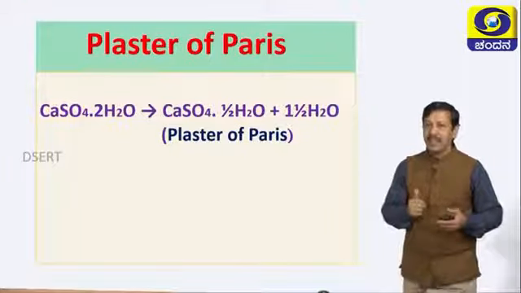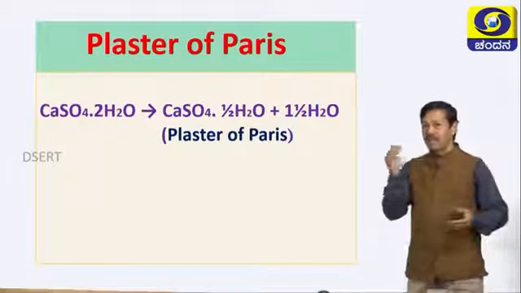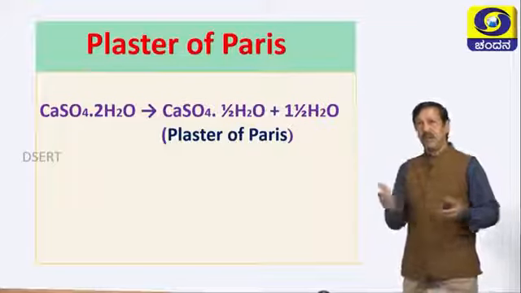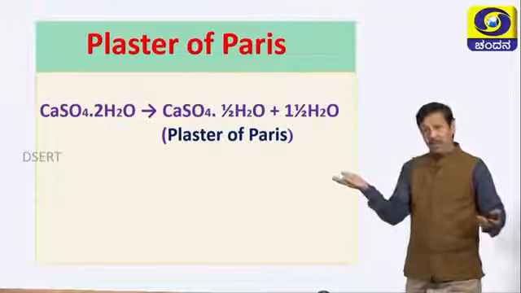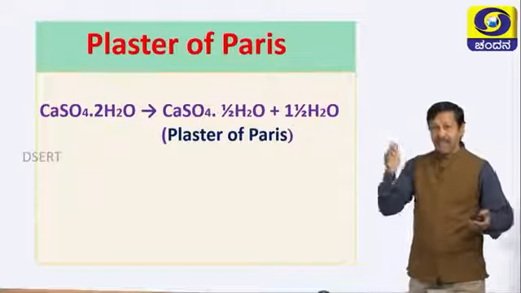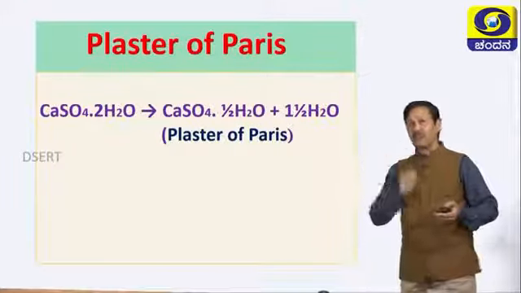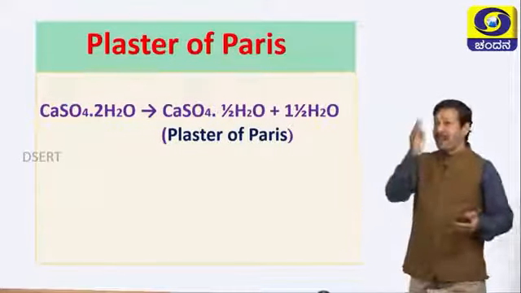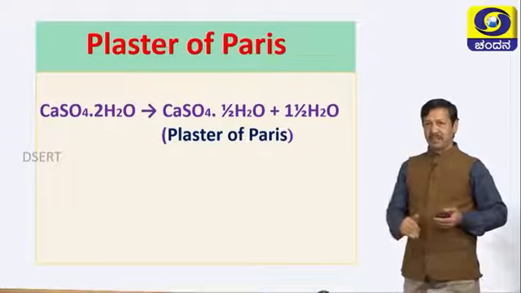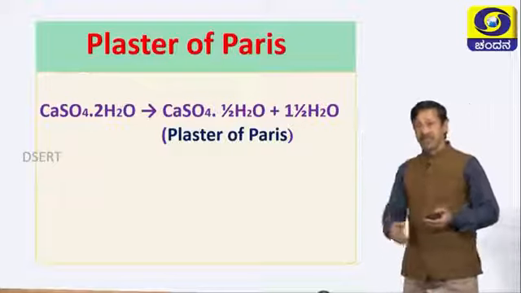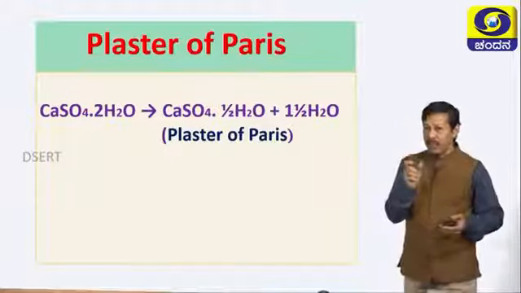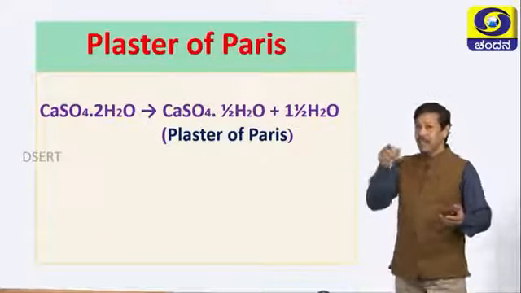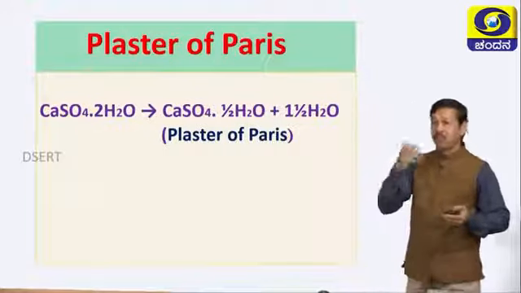How is it prepared? It is prepared from gypsum, calcium sulfate dihydrate, CaSO4·2H2O. On heating strongly at about 100 degrees Celsius or 373 Kelvin, you get CaSO4·½H2O. What is this, half H2O? Not possible. It is half a mole of water, plus 1.5 moles of water is produced. When you break 1 mole of gypsum, you get 1 mole of plaster of Paris plus 1.5 moles of water.